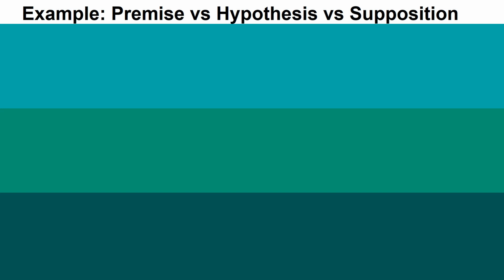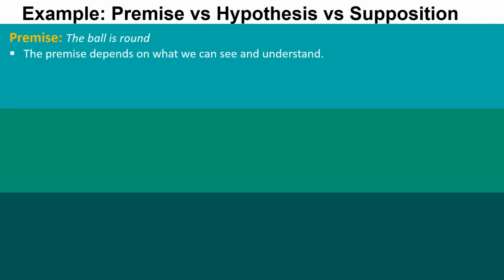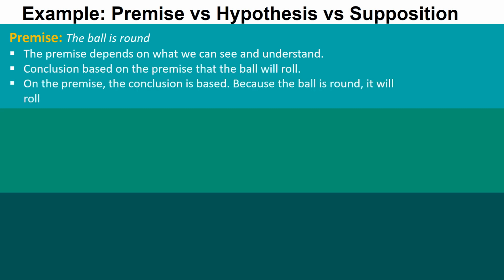Example: premise versus hypothesis versus supposition. Premise: the ball is round. The premise depends on what we can see and understand. Conclusion based on the premise: the ball will roll. On the premise, the conclusion is based. Because the ball is round, it will roll.